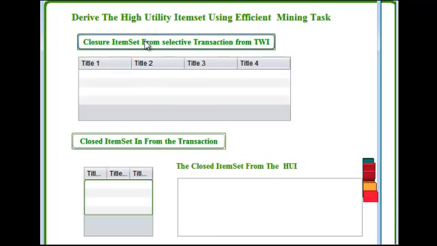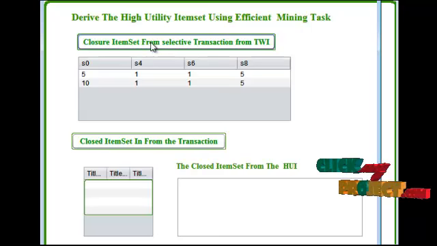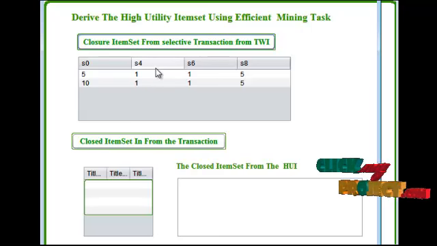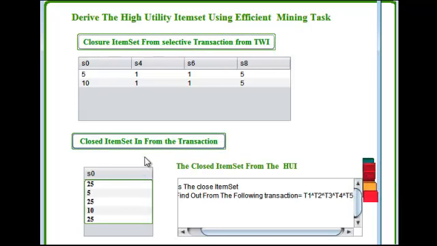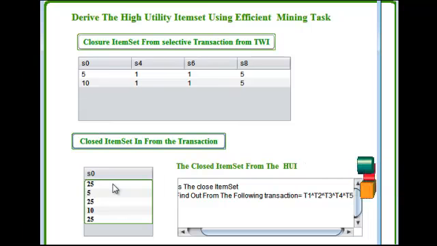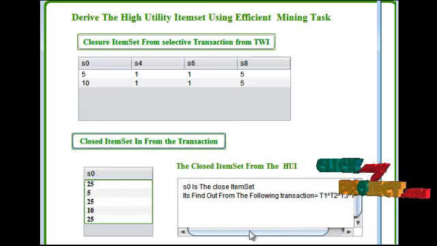Then we have to find the closed item set from the transactions. The S0, S4 is the closed item set from the high utility item set transactions. So the S0 is the closed item set from the transactions.